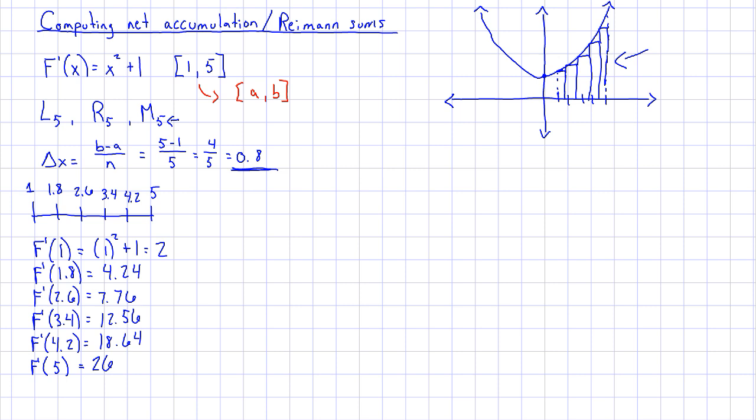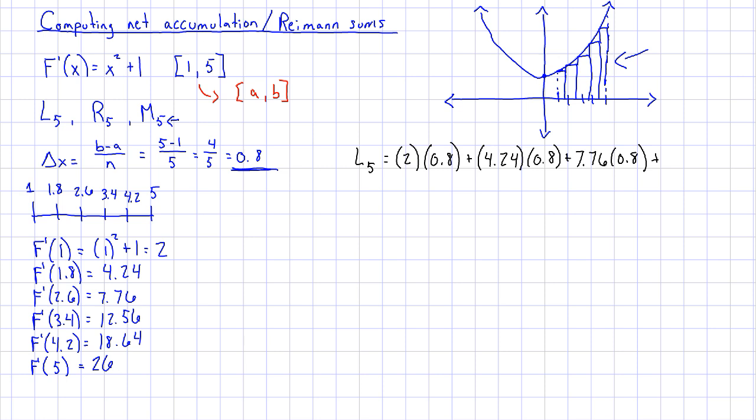in order to get my approximation. So if I'm working on my left hand, L5, this will be the height of my first box, which is 2, times the width, which is 0.8, plus the height of my second box, which is 4.24, times my width. The width will be the same for every single box. Once you've decided on the width, it's the same because you define that based on your interval and the number of boxes, subintervals that you're putting in. The next will be the height of my third box, which is 7.76 times 0.8.